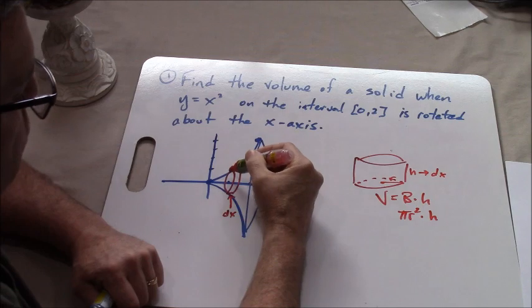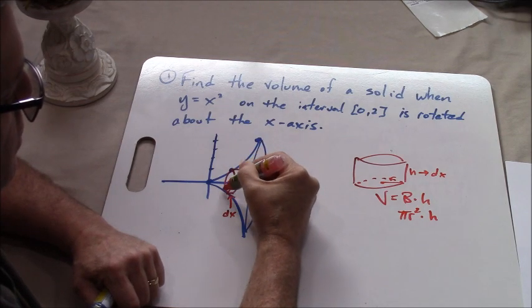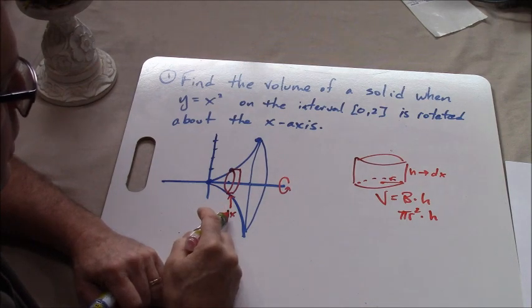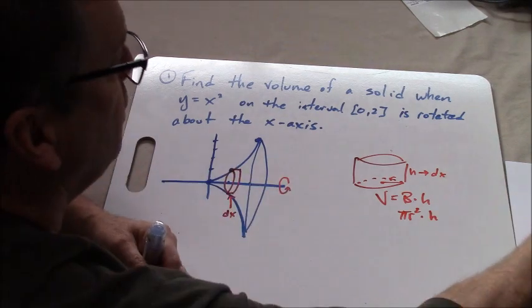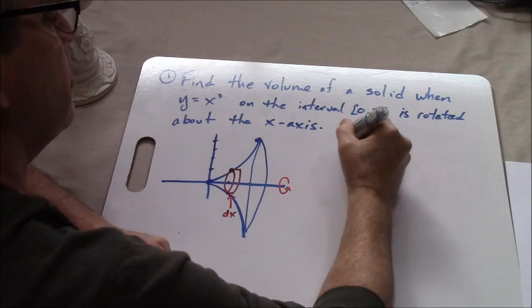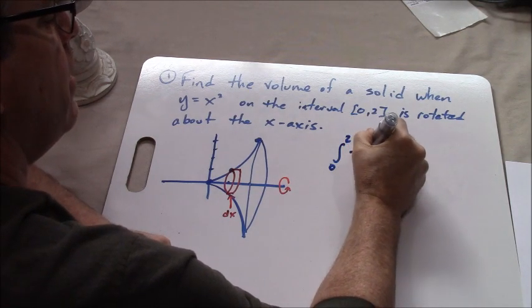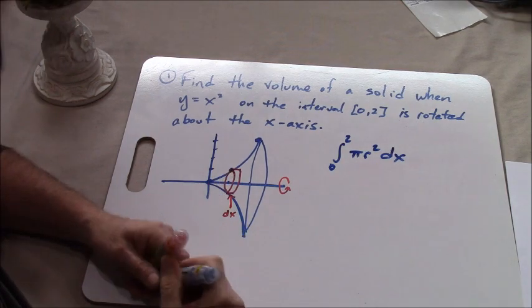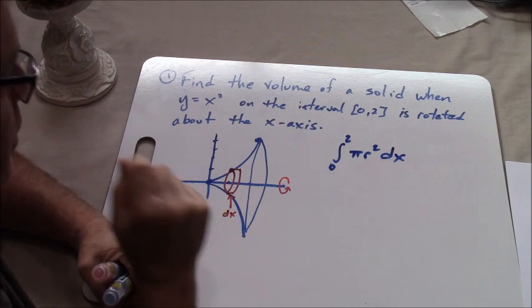So now all I need to do is just find the area of the circle, which is pi r squared times dx, and add those all up from 0 to 2. So my formula for that is just going to be this, the integral from 0 to 2 of pi r squared dx. And that equation would get us the volume of this solid.